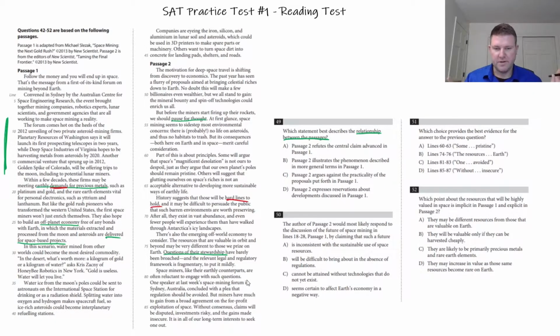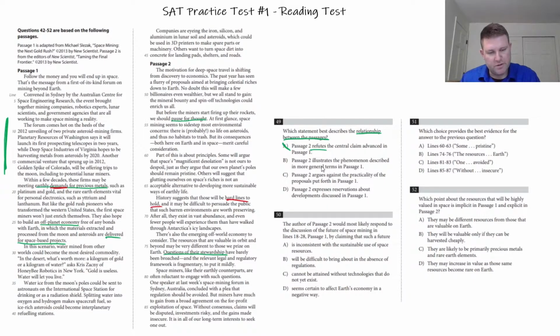Okay, so that's basically the two passages summarized. Now we can look at the relationships they propose. If we look at A, Passage 2 refutes the central claim advanced in Passage 1. The central claim in Passage 1 is that space mining is really on the rise and it's going to be very useful, and there's a lot of ways we could utilize materials found in space. Is Passage 2 arguing against the usefulness of space mining? No, he's not. So refutes is too strong.